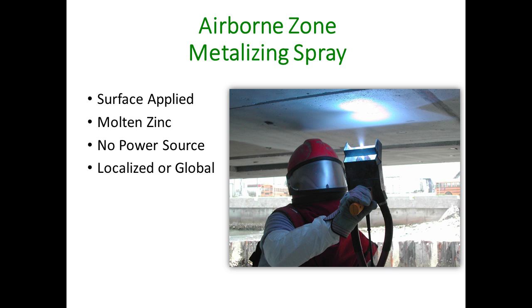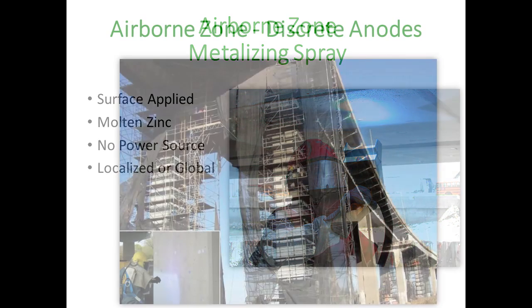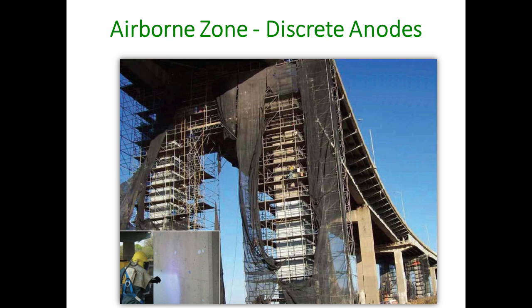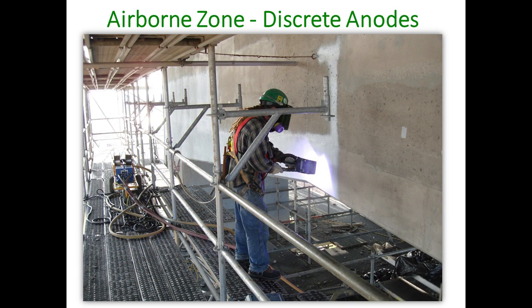There's a number of passes that are required for this to get a certain thickness, because you want to have a certain quantity of anode that's available. So it's just another example of it being used in an airborne zone, protecting it. And just another picture of it, so you can see the equipment in the background there.